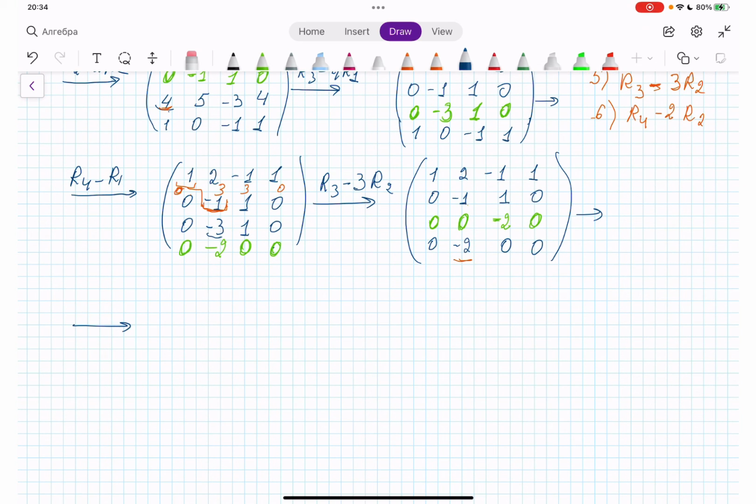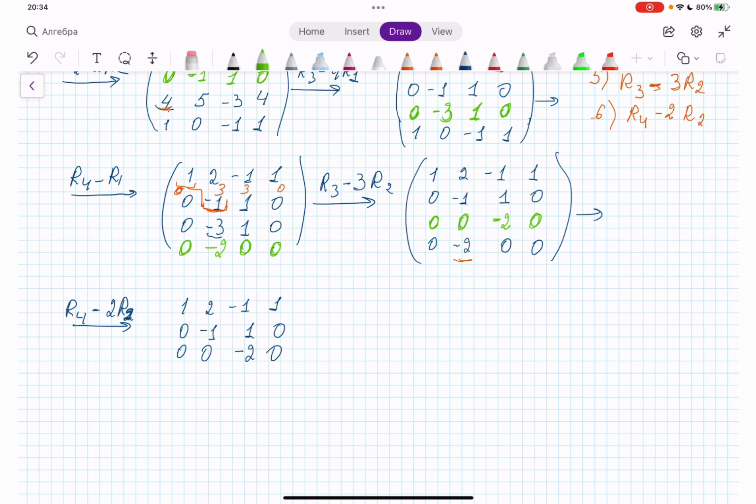It's time consuming, but that's matrix, you can't do anything. We are going to use this to solve a system of linear equations, -2. Okay, so we have 1, 2, -1, and 1. We have 0, -1, 1, and 0. We have 0, 0, -2 and 0.